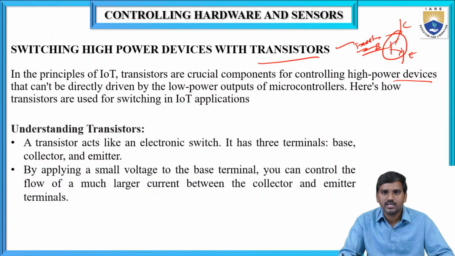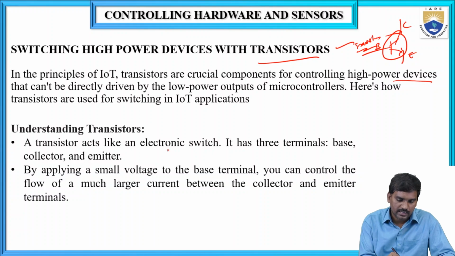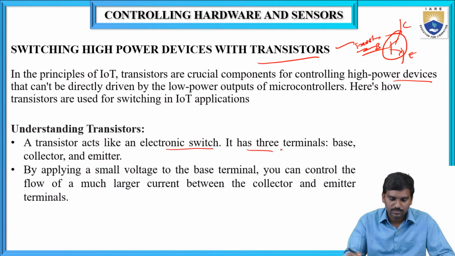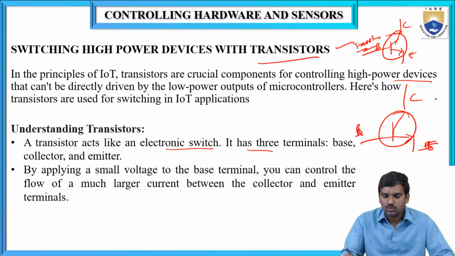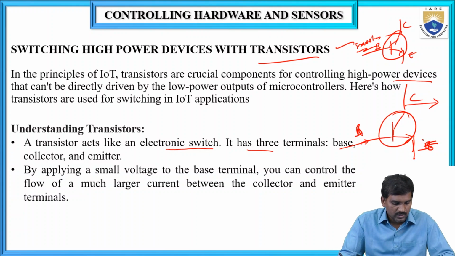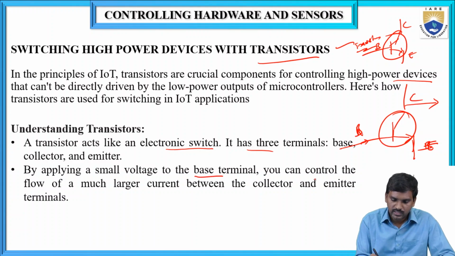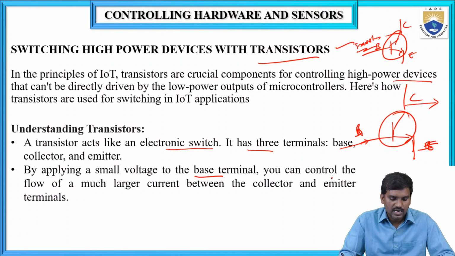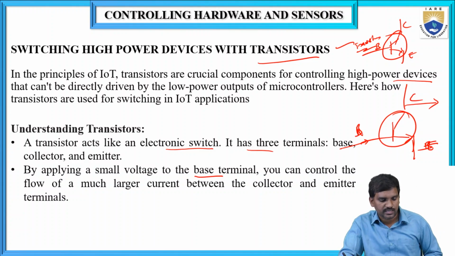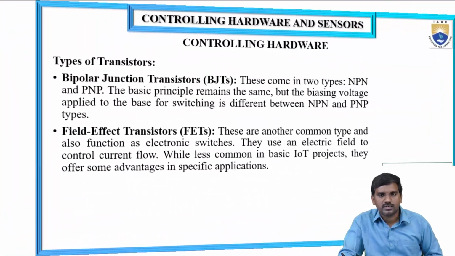Understanding transistors: the transistor acts as an electronic switch. It has three terminals: base, emitter, collector. We already know this is the emitter, this is the base, this is the collector. The output will be collected from the collector only. When we give input to the base, the emitter is there to maintain stabilization. By applying a small voltage to the base terminal, you can control the flow of much larger current between the collector and emitter terminals. So this is the explanation of how a transistor works.